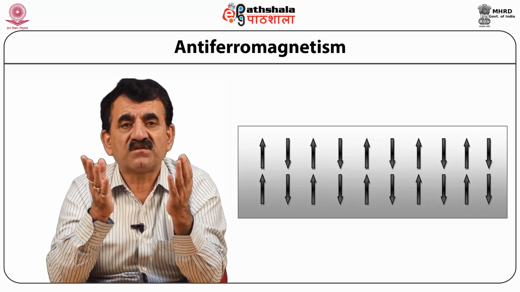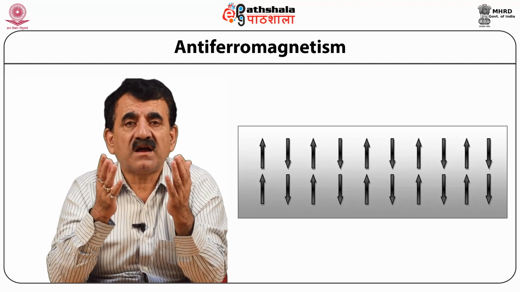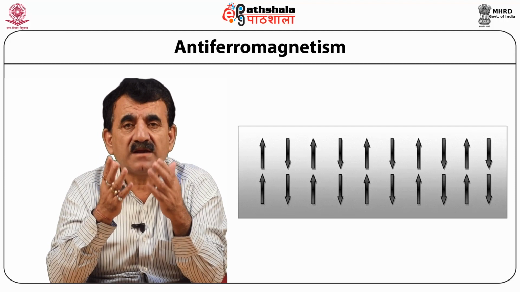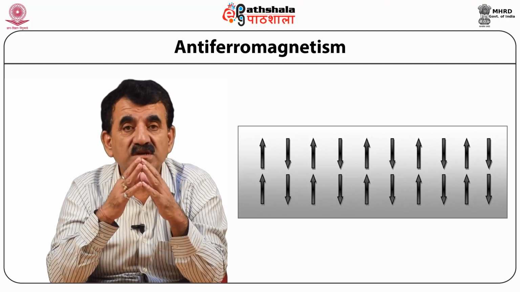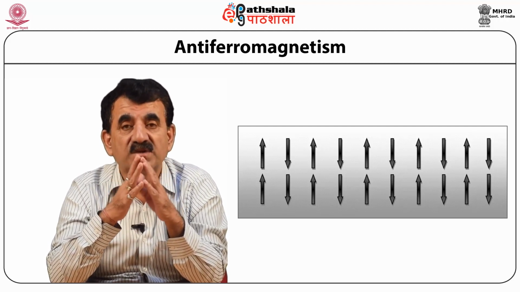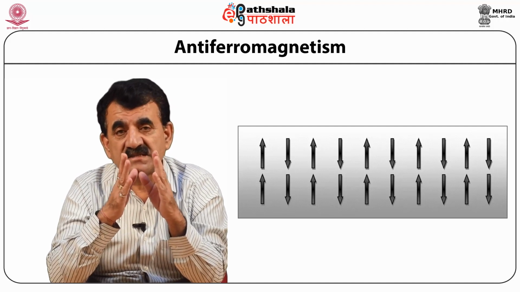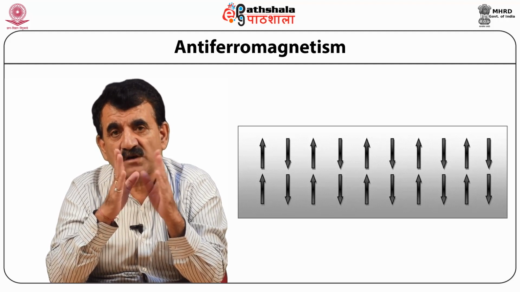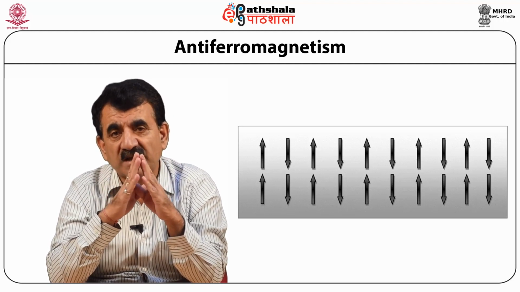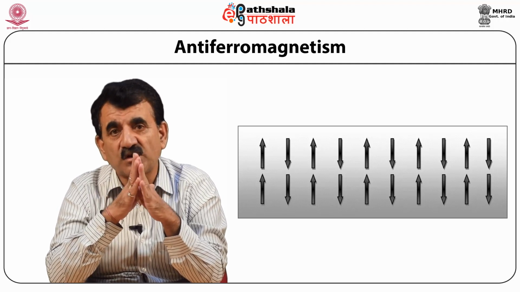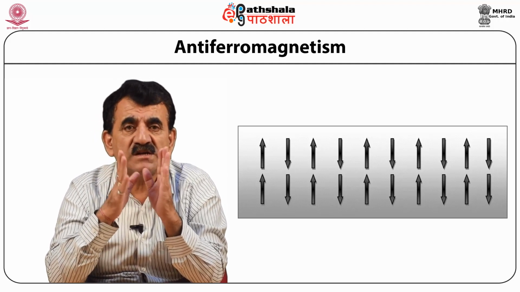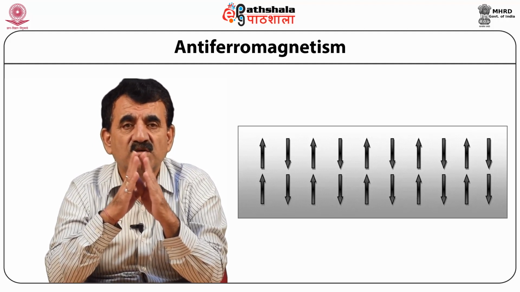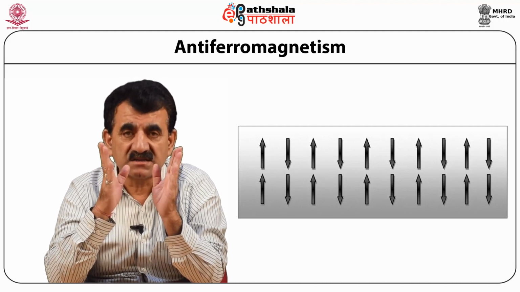This magnetization further increases with temperature and becomes maximum at a critical temperature, which is known as the Néel temperature. So in antiferromagnetism this transition temperature is denoted by the Néel temperature, whereas in ferromagnetism it is denoted by the Curie temperature. Above the Néel temperature magnetization goes on decreasing, which converts the system into the paramagnetic state.